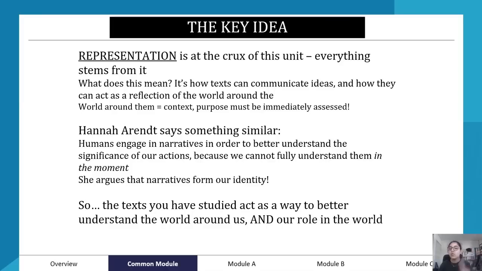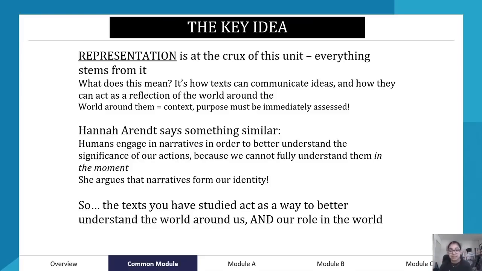So that means it's all about how texts communicate ideas, how they can act as a reflection of the world around us, right? And how they reflect the world around them. And the world around them includes the context and the purpose around which the text was written.